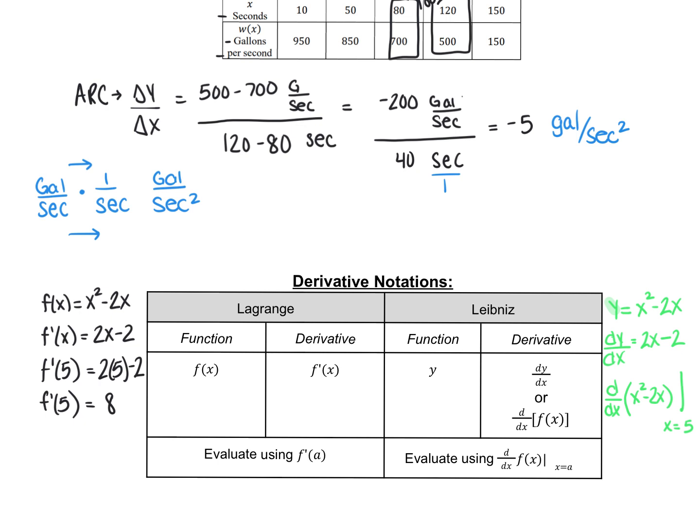So I'm asking you to take the derivative of this and then plug in 5. So you would still have the derivative here, which is 2x minus 2, and you would still plug in 5. So 2x minus 2, and you plug in 5, and you get your 8. So it's the same thing. The notation is just a little different. So this d dx means take the derivative of this and then evaluate it and plug in 5.